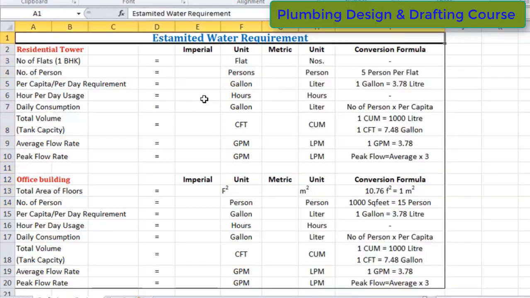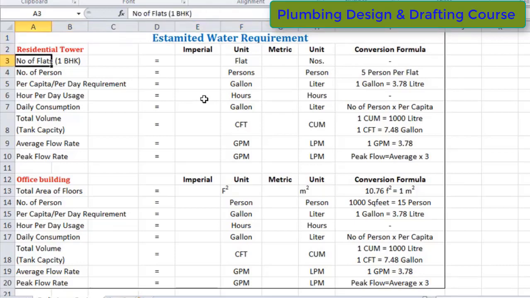So how to calculate the water demand for residential and the office building? Here I have taken one Excel sheet. You will get this Excel sheet in a link. By that you can easily calculate the estimated water requirement or the water demand for residential as well as the commercial tower. So here in the residential tower, I will assume that the number of flats is 150.